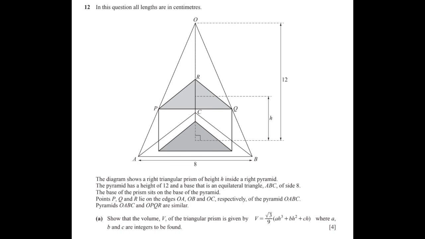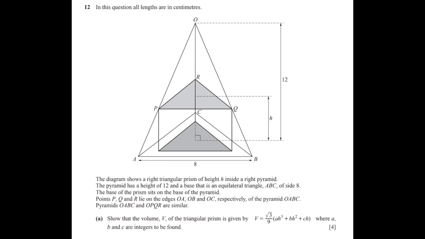Okay. Now, another shape that we're going to have to think about here is a smaller pyramid, which is formed by the top of the prism, right? So as the height of the prism goes up, that smaller pyramid gets smaller. So you've got to think of having two different pyramids here, because we're going to need that for a similarity argument.